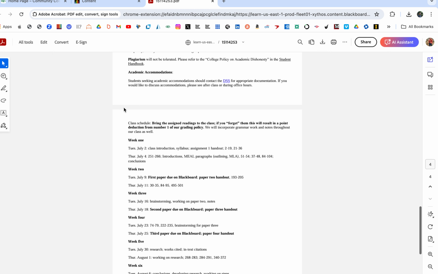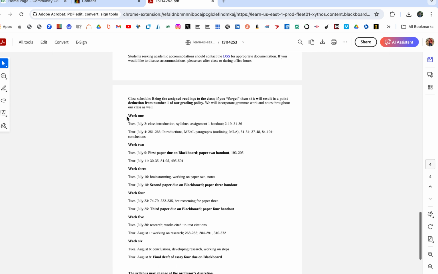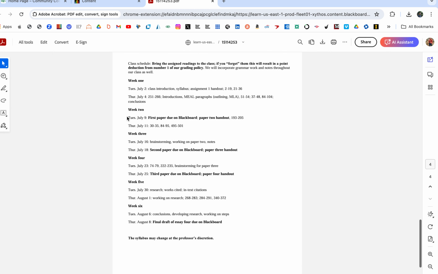All right. Here's the class schedule. So week one, July 2nd, basically class introduction. Please look at the class, read the syllabus, look at assignment one. And these pages that I scanned from the book are geared toward the class and assignment one. All I want you to do is read those pages. You don't have to answer any of the questions or do anything extra with the pages, but look at them.